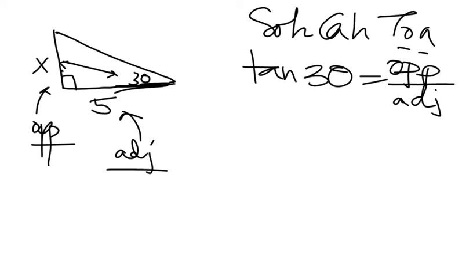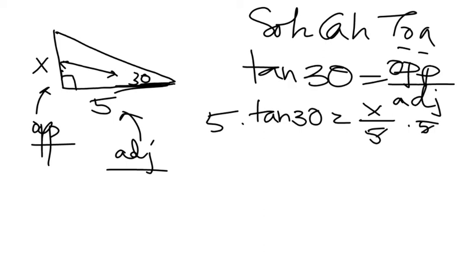Now that you have tried that, you have tan 30 equals opposite, which is x, over 5. We can multiply through with the 5s to cancel out the 5 on the bottom, or in the denominator, and we have 5 times tan 30. If you plug that into your calculator, you should end up with x is equal to 2.89.